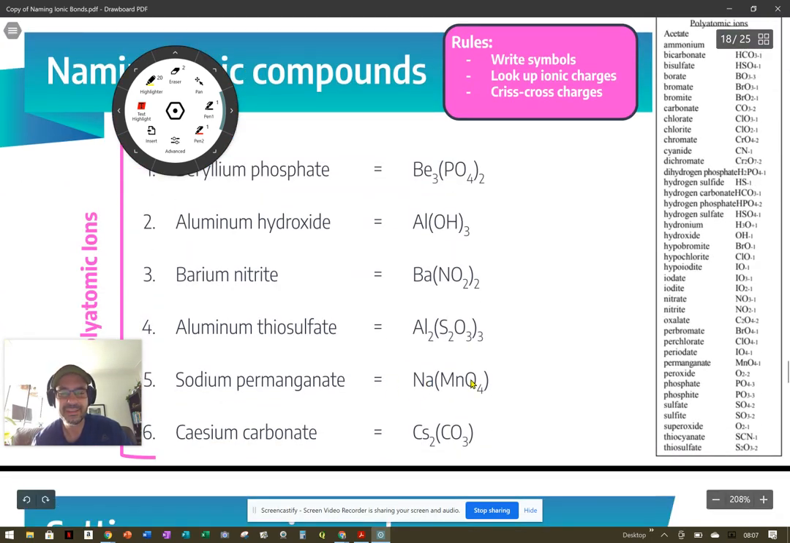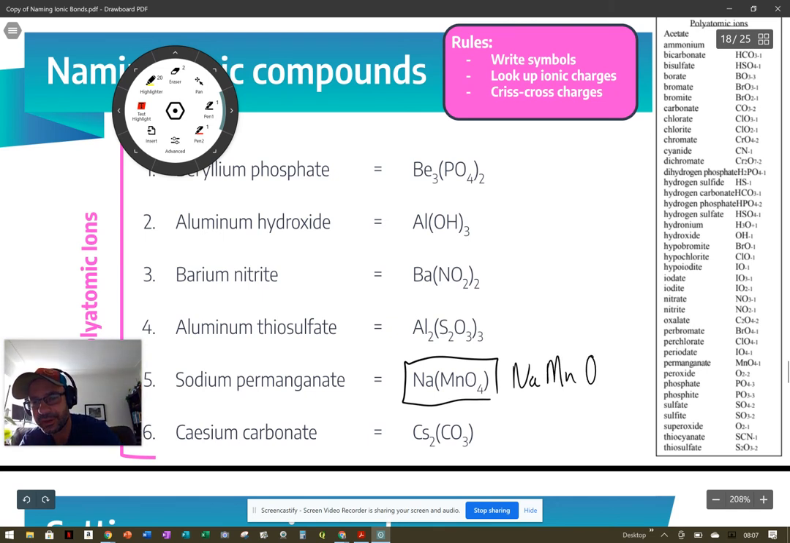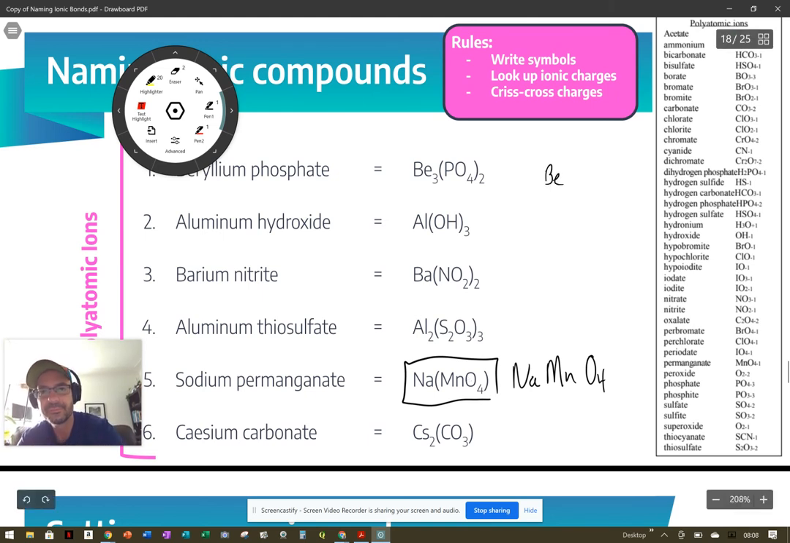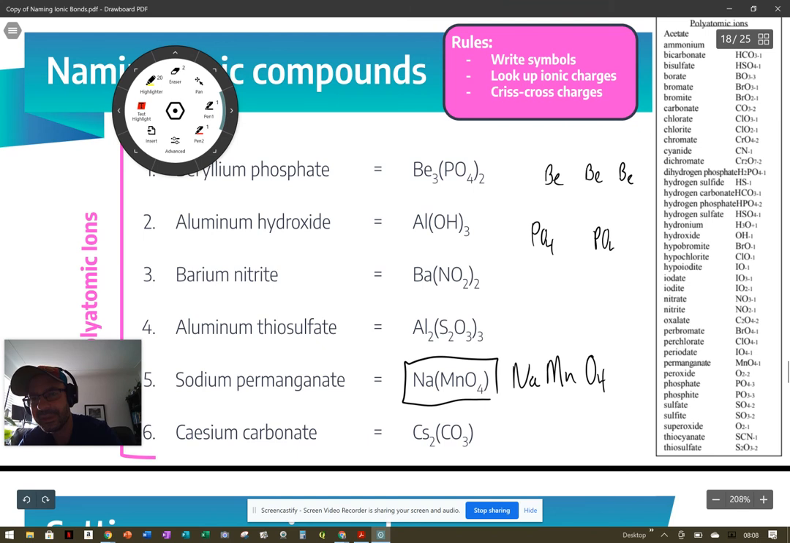And in the answers here, I wouldn't put this in brackets actually. We only put things in brackets when we show more than one of a polyatomic ion. So this shows 1 sodium with 1 permanganate bonded together. Whereas over here, this beryllium, we have 3 of those bonded together with 2 of those phosphate groups. And that's what this means.